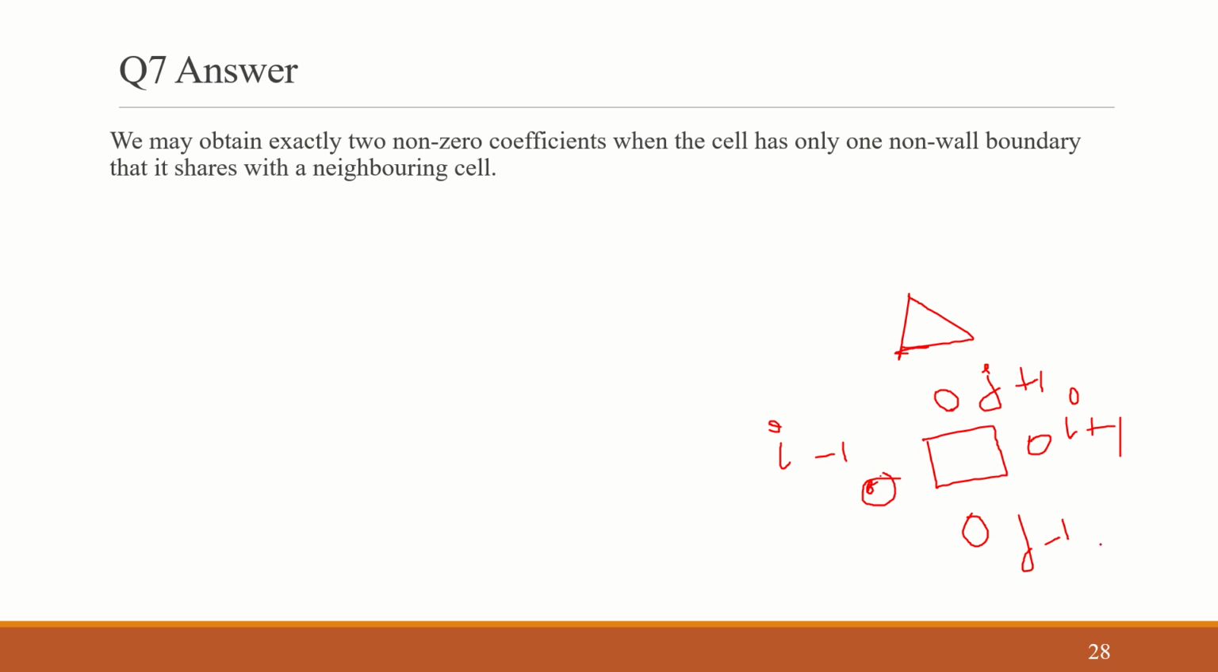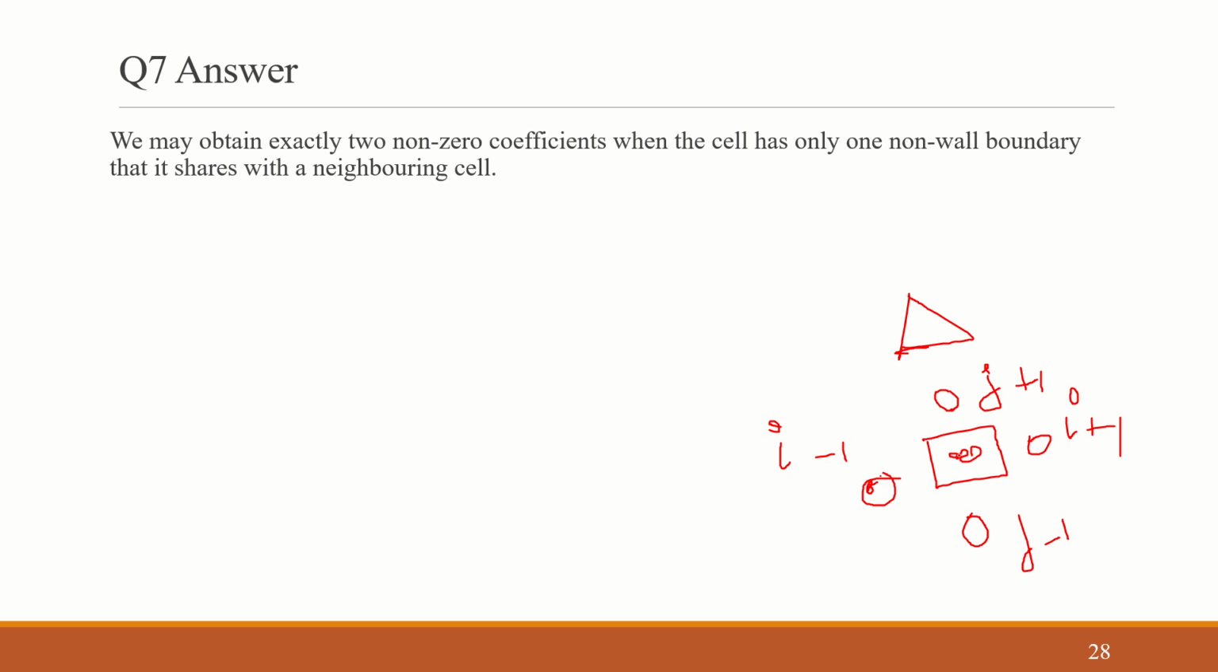We have four sides, and if all four sides are actually shared with neighbor cells, meaning those neighbor cells are not boundaries, then what will happen? Four coefficients will be non-zero, and we will have one coefficient specific to this particular cell. So 4 plus 1, we will have 5 non-zero coefficients. That is what we saw in the previous question: the starred cell has 5 non-zero coefficients.